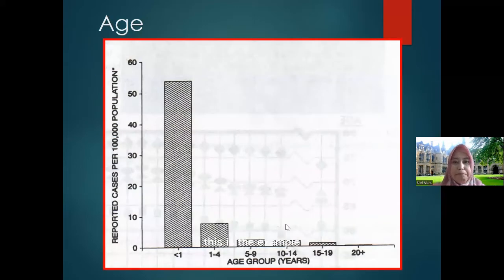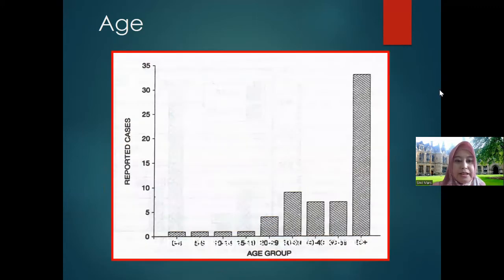This is an example of how to present data by age: the reported cases per population and age group. We can see, for example, that the disease is more prevalent in the population less than 1 year old. We can have another example of age. You can browse more references about this.